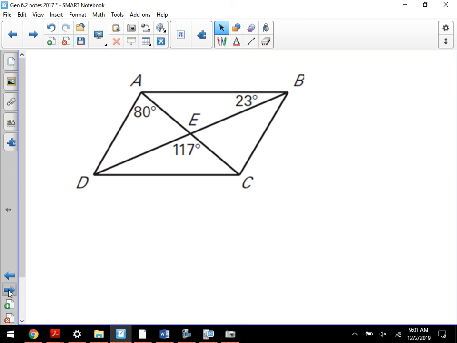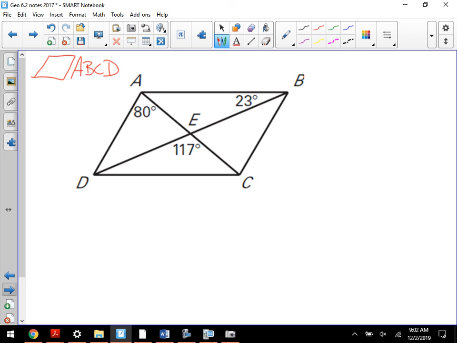Now, in a problem like this, it'll say that ABCD is a parallelogram. So it'll tell you that you have a parallelogram. Now, inside the parallelogram, notice what else you see with all those diagonals?